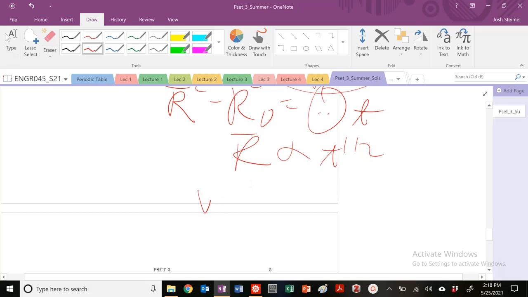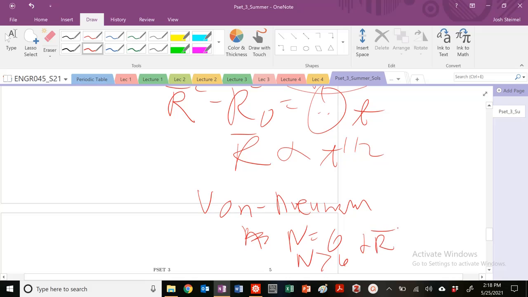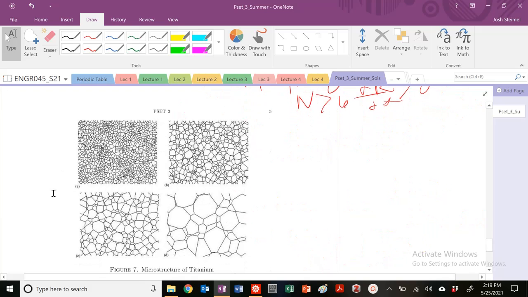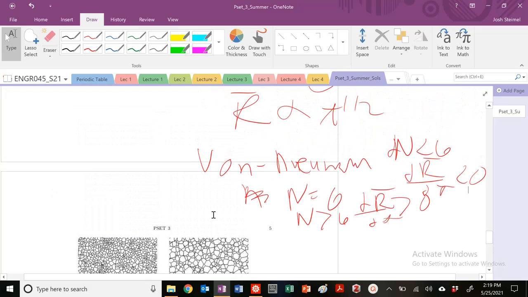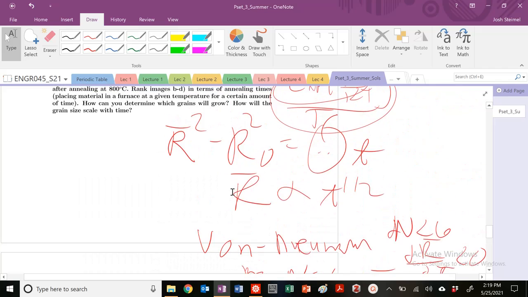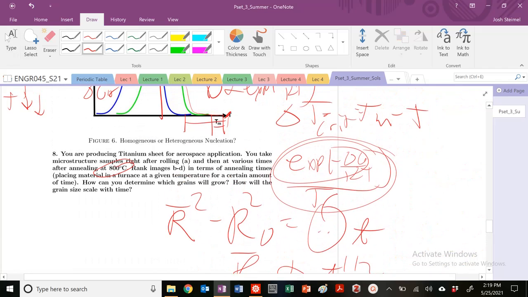And for 2D grains, we also had our von Neumann principle, which said our n equals 6 rule. So if n is greater than 6, dr bar dt is greater than 0. If n is less than 6, dr bar dt is less than 0. So that's how we can tell on each of these plots which grains are going to grow, which grains are going to shrink. That n equals 6 rule. And how can we kind of arrange them in terms of time and temperature? So we're at a fixed temperature. So we're asked, okay, we already answered this.